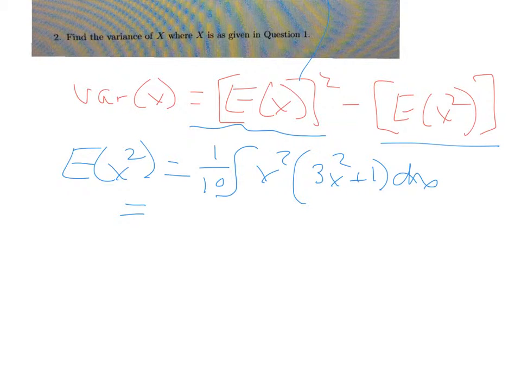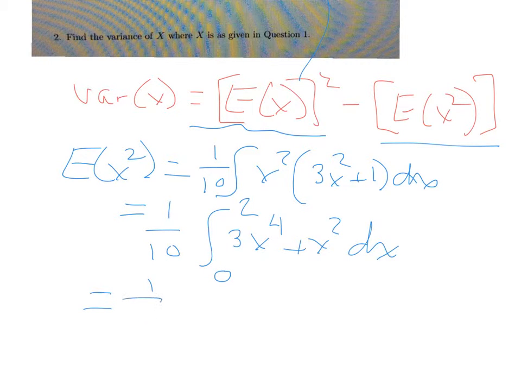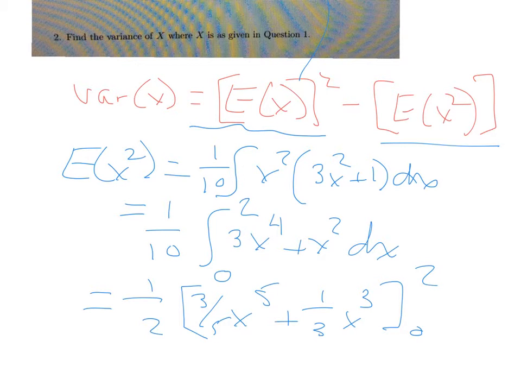Okay, so we have 1/10, and we're integrating 3x to the 4th and x squared dx, and we're going to do that over 0 to 2, just like we did in the first part. So taking the integral, we're going to have 3/5 x to the 5th plus 1/3 x cubed, and that's going to be evaluated over 0 to 2. So I'm going to leave it up to you there to just substitute 2 into this equation, and then substitute 0 into that equation, which is going to give you 0, and evaluate that.